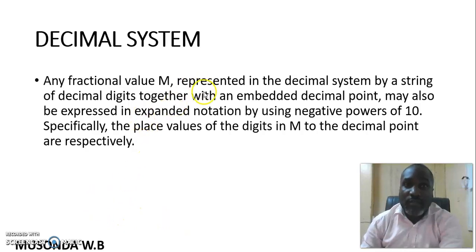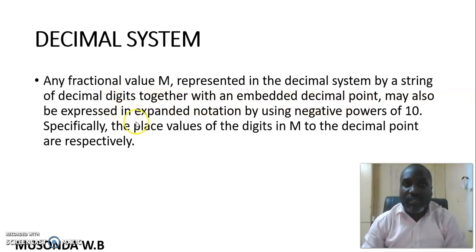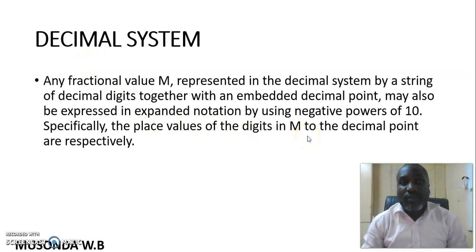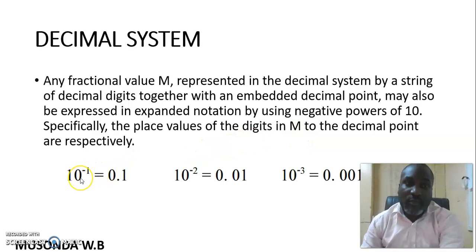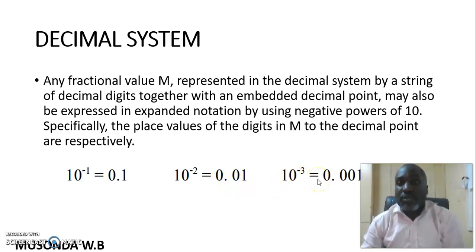Now, any fractional value m presented in a decimal number system by a string of decimal digits together with an embedded decimal point may also be expressed in expanded notation by using negative powers of 10. In this case, when we have a fractional value, we are going to have 10 raised to the negative of a power. So we know that the positive powers start from 10 to the power 0, going to the left. Now in this case, we're going to the right where we have the negative powers. So it will be 10 to the power minus 1, which is equal to 0.1, 10 to the power minus 2, which is equal to 0.01, 10 to the power minus 3, which is equal to 0.001, and so on and so forth.